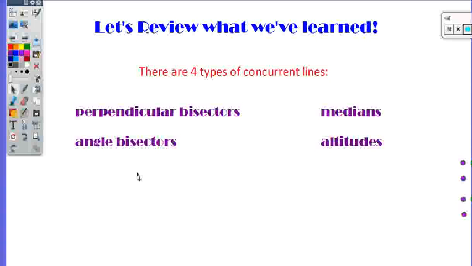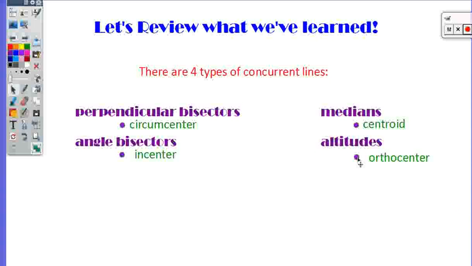Now, we each had a point of concurrency for each of these types of concurrent lines, and the perpendicular bisector was the circumcenter. For the angle bisector was the incenter. For the median was the centroid, which remember the centroid is the balancing point of the triangle. And for the altitude is the orthocenter.